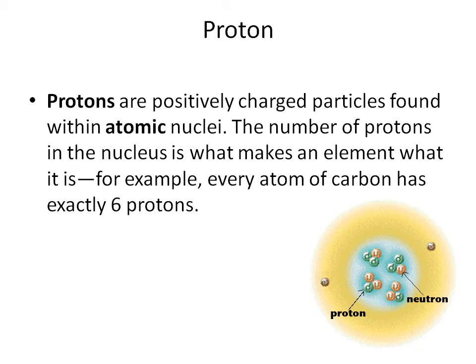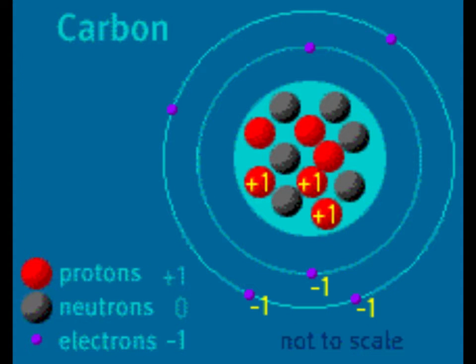Because, again, using carbon as an example, carbon atoms all have 6 protons, no exception. If it has more or less than 6, it would no longer be carbon. 6 protons is the number that makes an atom a carbon atom and not nitrogen or gold or anything else. So if you know the number of protons, what we call the atomic number, that will give you the identity of the element. And that's pretty much what protons do. They give an element its identity.